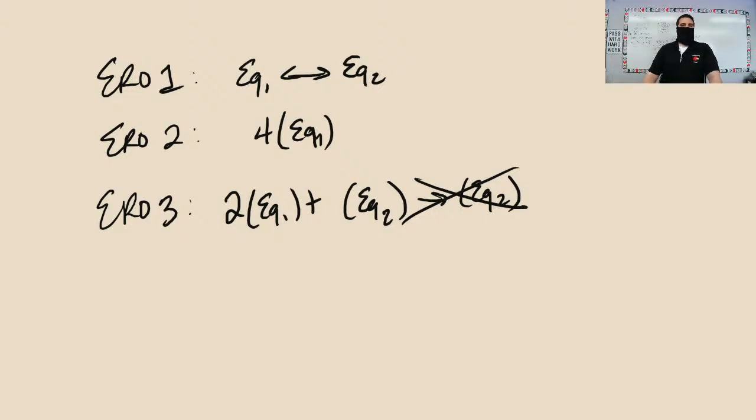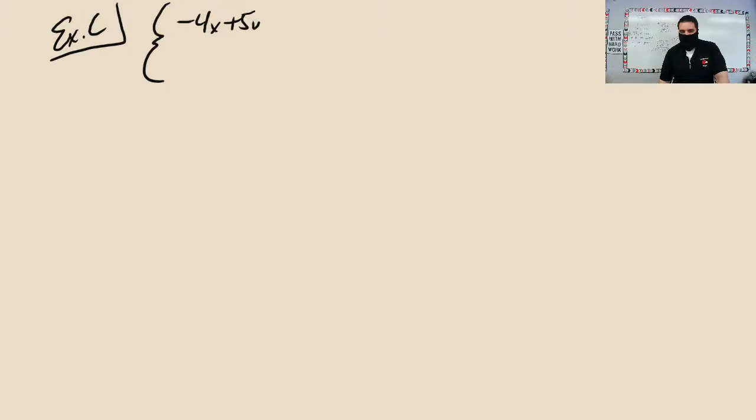So if all that just sounded like, why would we do this? Trust me, it's going to make more sense later. Right now, you need to learn the operations. So let's look at example C. In example C, we are given the system of negative 4x plus 5y minus 5z equals negative 6. This is equation 1.